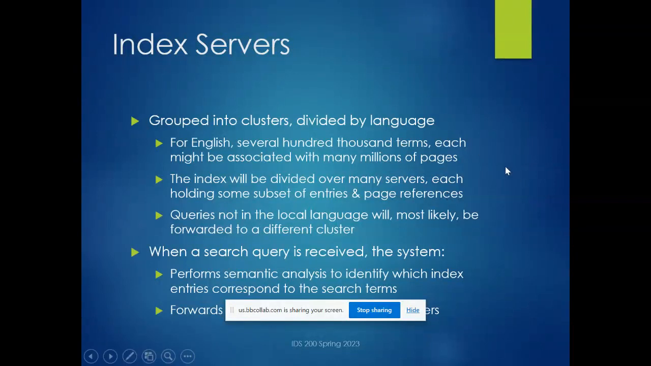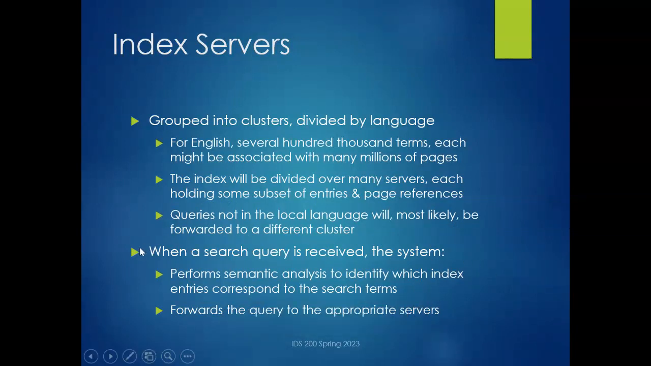So again, the key takeaway: these indexes are way too big to be on single machines. They have to be broken up across many machines, right? So the next point, the index is divided over many, many servers. Now, because it's already broken up, Google can say, oh, the index sections are already set up to get processed in parallel. So if a query comes through, Google can just send the relevant part of the query to all of the machines that have some part of the index entry. Again, queries not in the local language will most likely be forwarded to a different cluster or a different data center entirely.